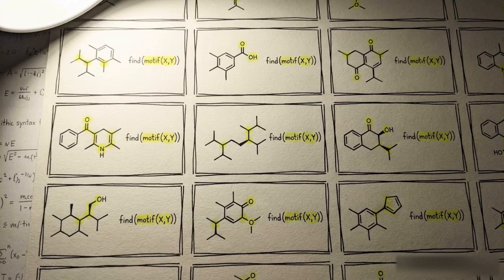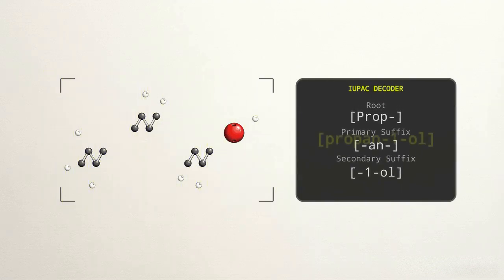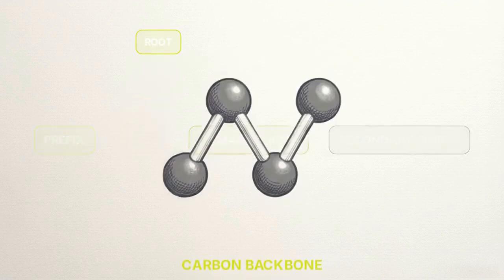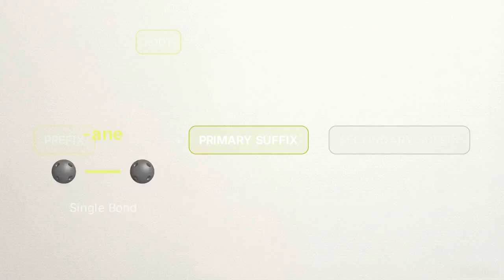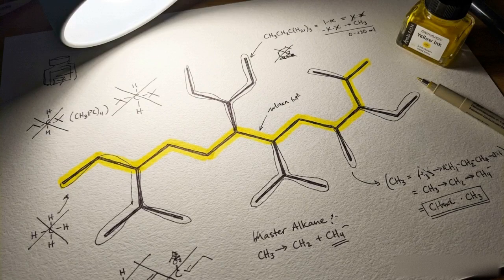To manage the sheer volume of organic chemistry, scientists required a deterministic algorithm. They needed a strict mathematical syntax where one structure generated exactly one universal name. This necessity produced the IUPAC Nomenclature system. The IUPAC syntax breaks molecules into 4 components: prefix, root, primary suffix, and secondary suffix. The root identifies the carbon backbone, while the primary suffix defines the carbon-to-carbon bonds: single "anes," double "enes," or triple "ynes." Establishing this root requires locating the parent chain.